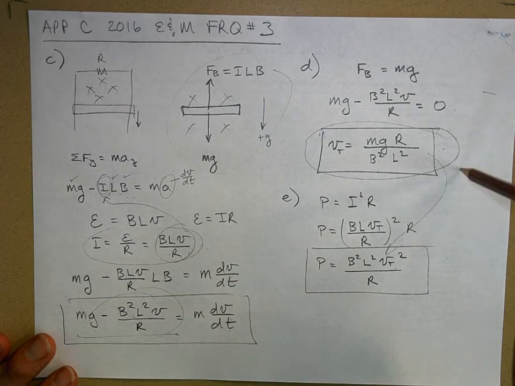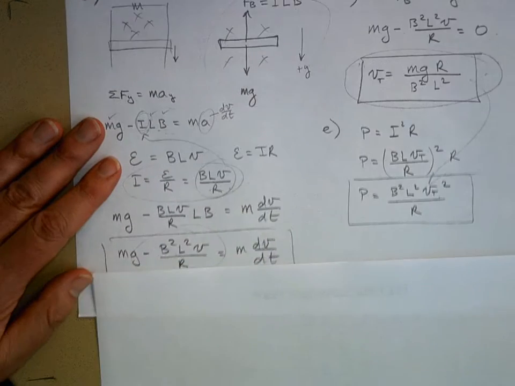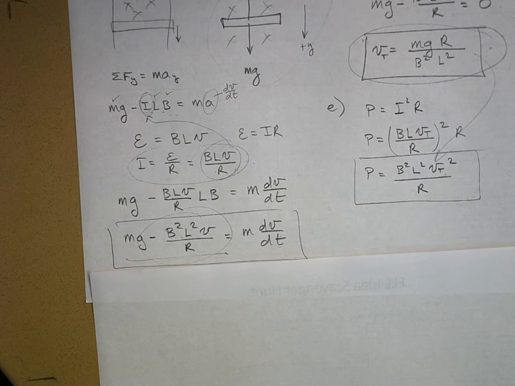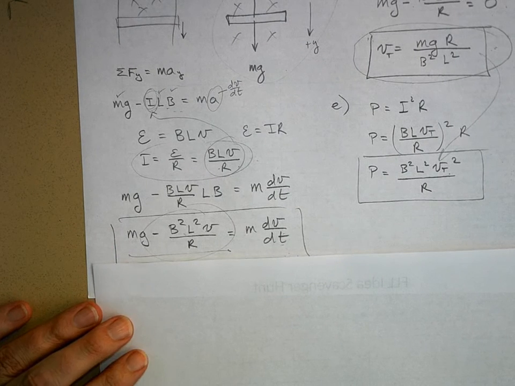So that's why I think we got one more, part F. Using your differential equation from part C, derive an expression for the speed of the falling bar as a function of time. So you have to solve this differential equation. Let's give it a shot. Let's see here now. We have to separate variables and all that sort of thing.